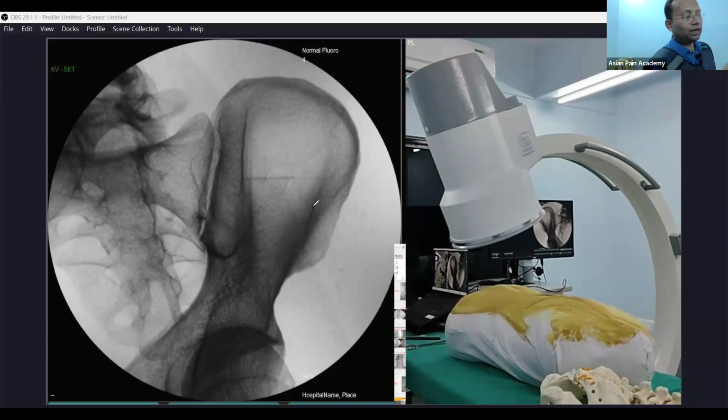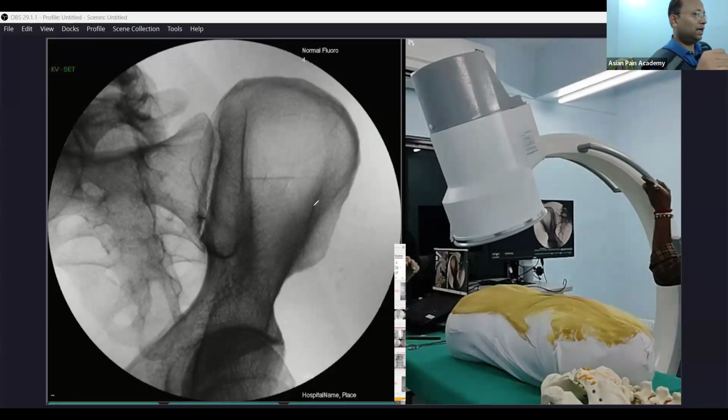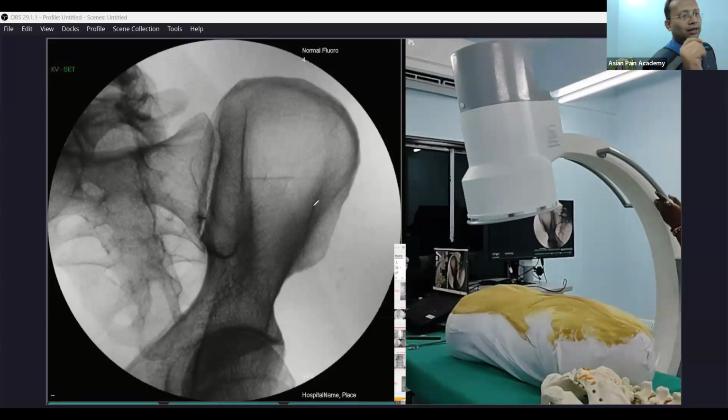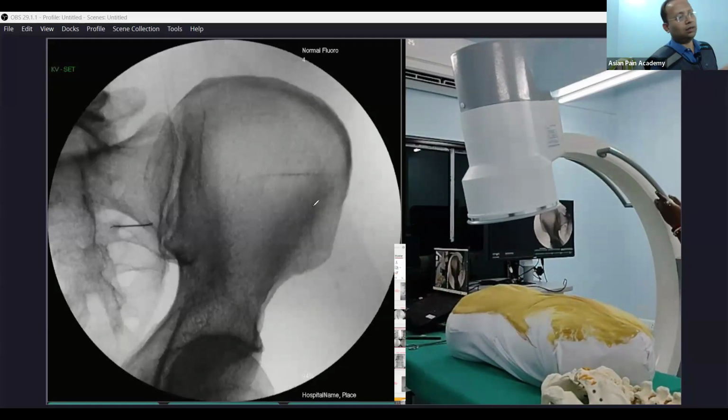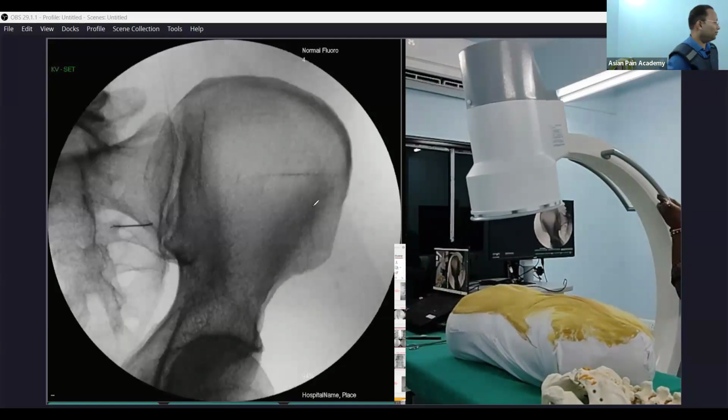Another point is we can make now an AP view, and you can see my needle is placed inside a joint line, that is medial joint line, posterior joint line. Okay, so maybe more AP.